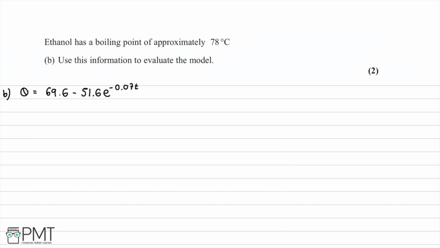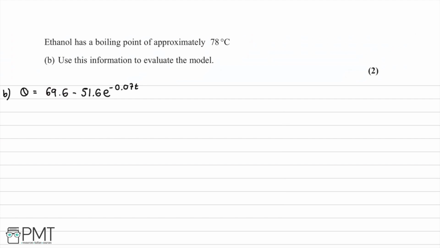So in part B of this question, we're given some information about the boiling point of ethanol. We're told that it has a boiling point of approximately 78 degrees C, and we're asked to use this information to evaluate the model. So what I've done here is copied down our model from part A. We can see here that we have 69.6. That was our constant which we found, our constant a. And then we have this value, and we're always going to be taking away this part, which is always going to leave us with, in the end, a theta which is less than 69.6.